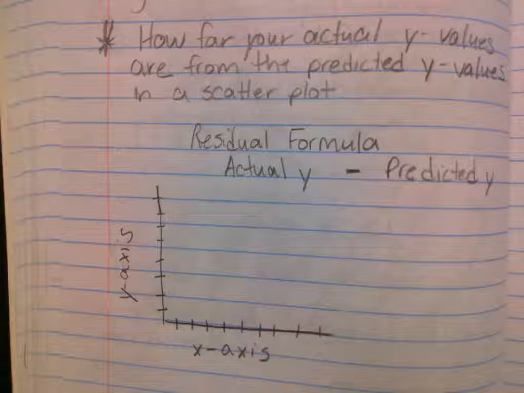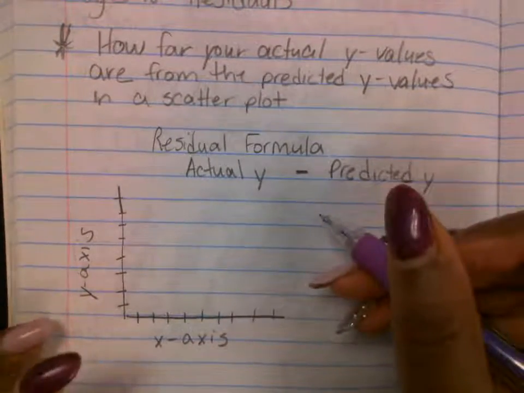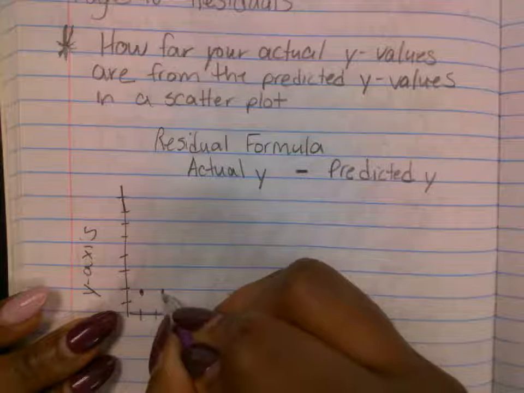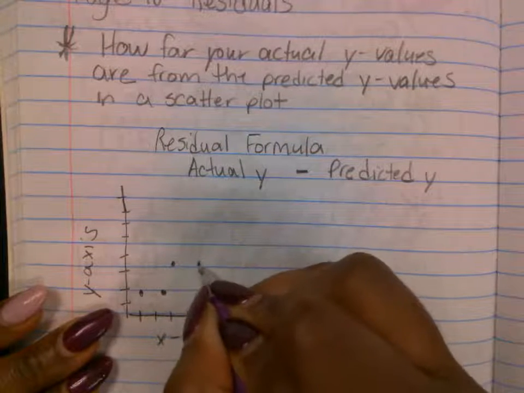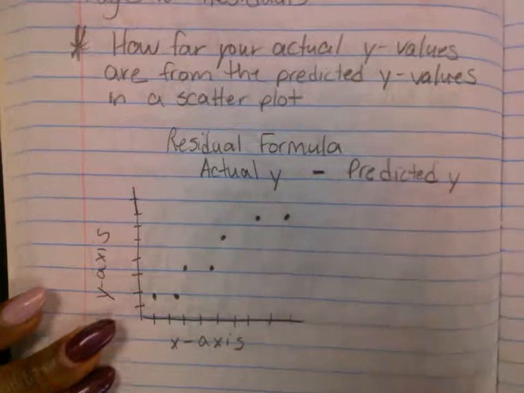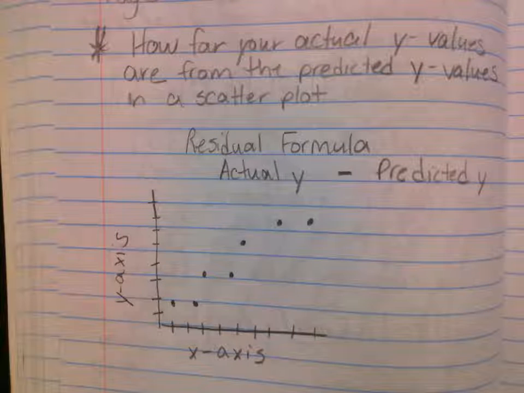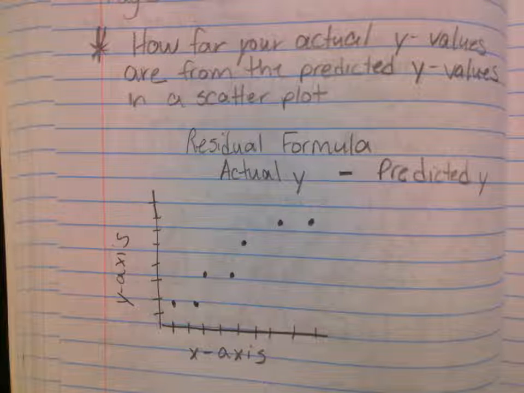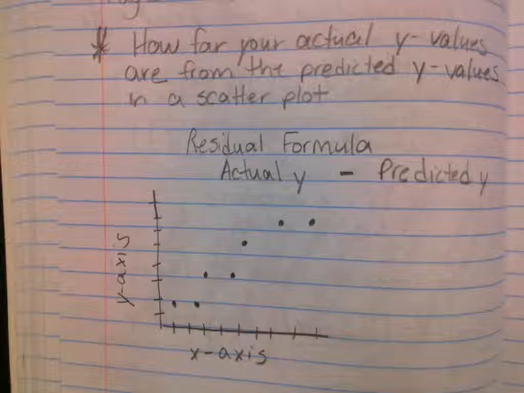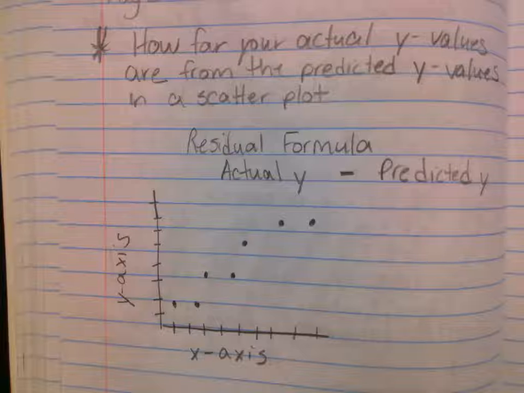Okay, good. We are going to draw some points going in a positive direction. We're going to make this a positive correlation, okay? And try to do points that are close to mine, but it doesn't have to be precise, okay? This is just an example.